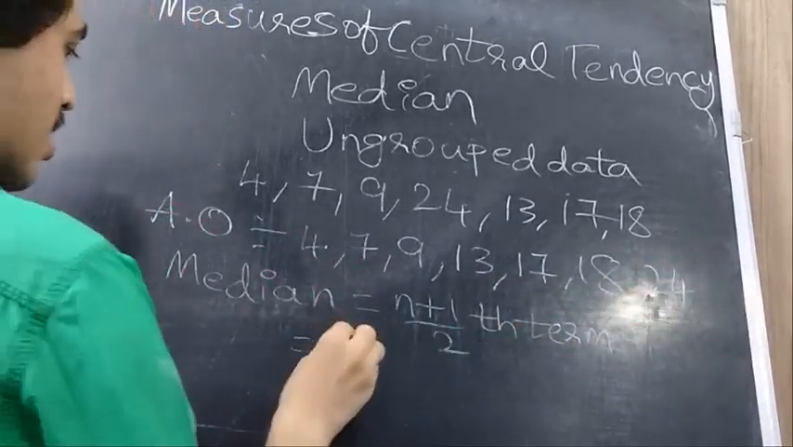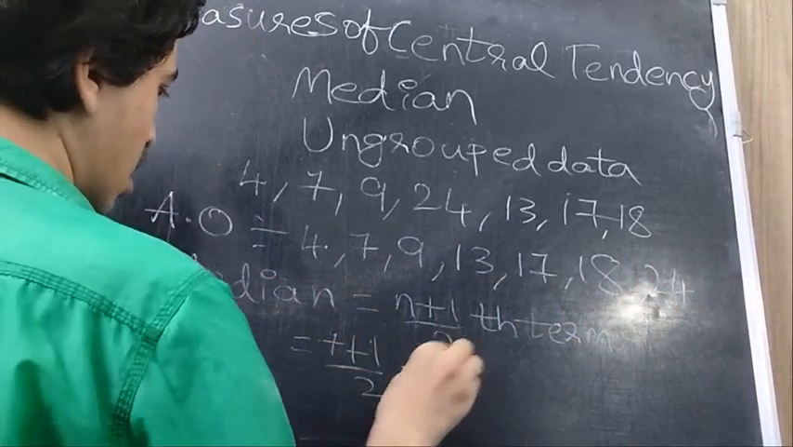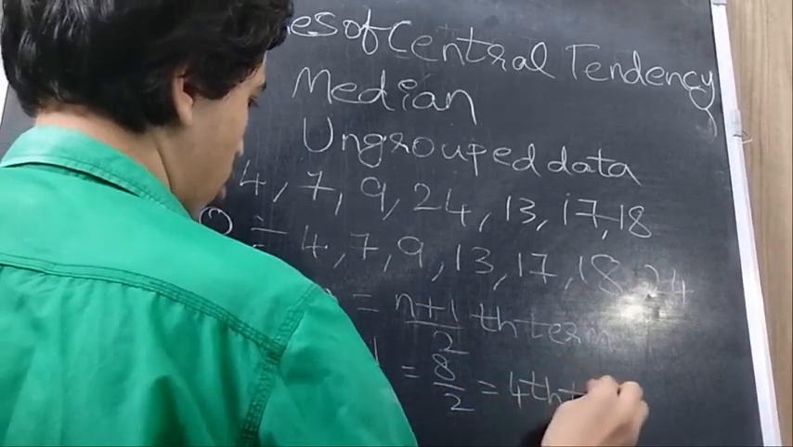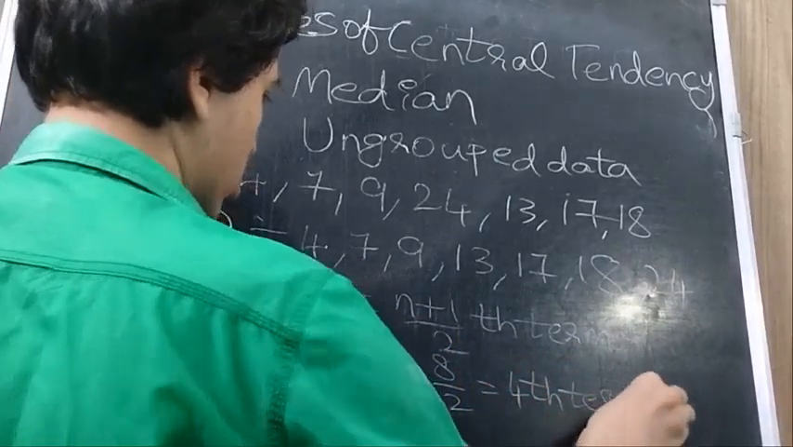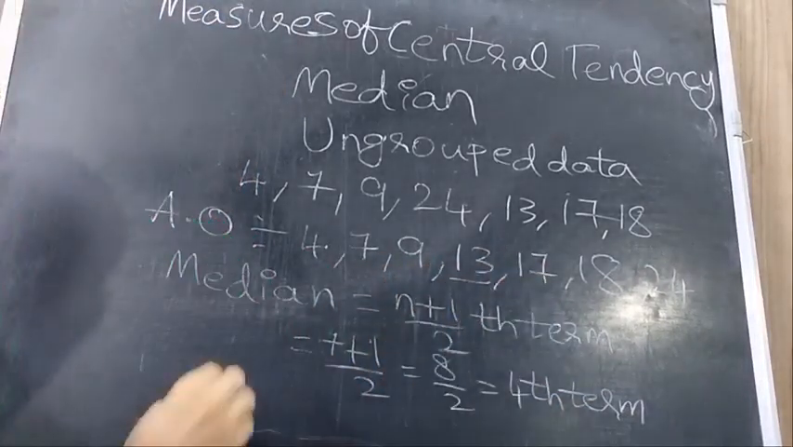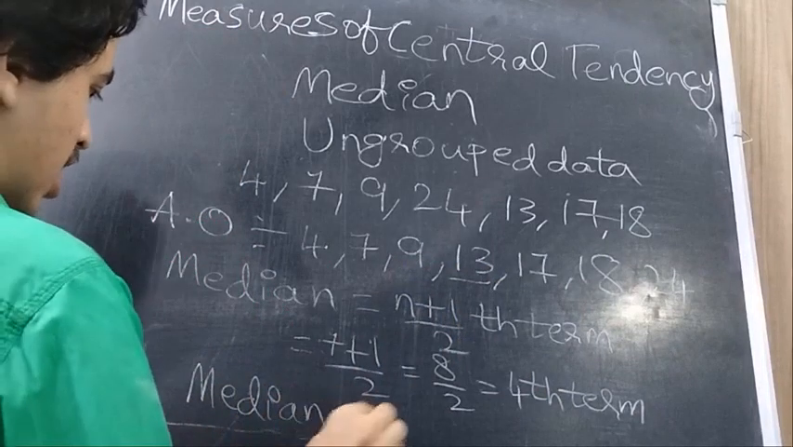7 plus 1 by 2, that is 8 by 2, that is the 4th term. Here 4 is not the answer, the 4th term is the answer. What is the 4th term here? 13. So the median in this problem is 13.